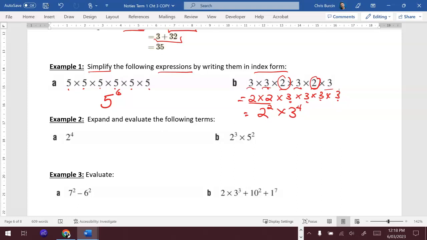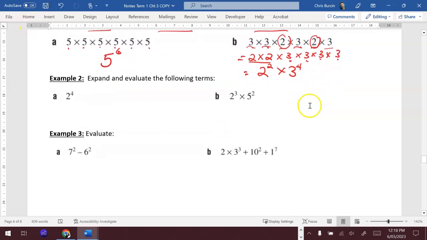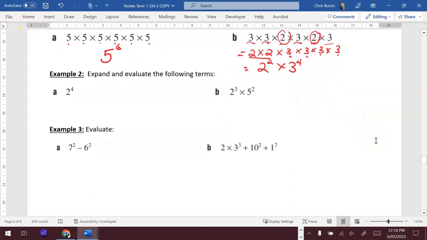Okay, so here we go. Expand and evaluate the following terms. So here we go. 2 to the power of 4. Let's see, from what we know before, that is going to be equal to 2 times 2. That's 2 of them, 3 of them, 4. So we've expanded it. That's the first step, expand. 2 times 2 times 2. I've got 4 of them there, right? Okay. And then evaluate means to actually work it out. So 2 times 2 is 4, times 2 is 8, times 2 is 16. So 2 to the power of 4 is equal to 16.